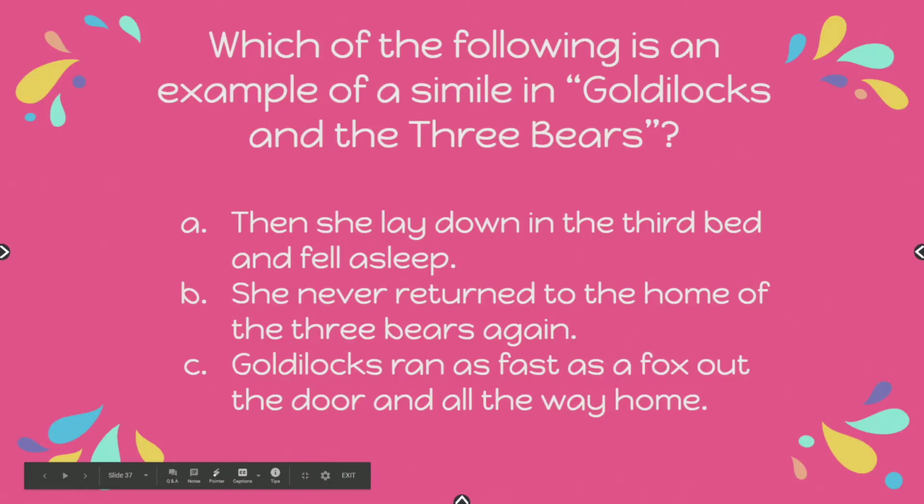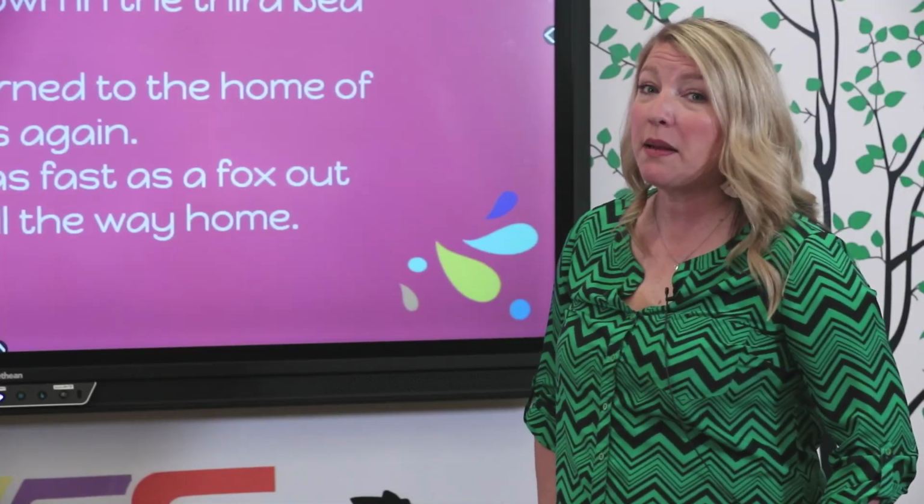Which of the following is an example of a simile in Goldilocks and the Three Bears? A, then she lay down in the third bed and fell asleep. B, she never returned to the home of the three bears again. Or C, Goldilocks ran as fast as a fox out the door and all the way home. Remember, a simile is comparing two things using like and as.